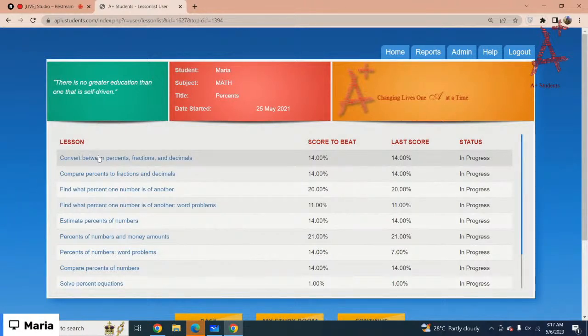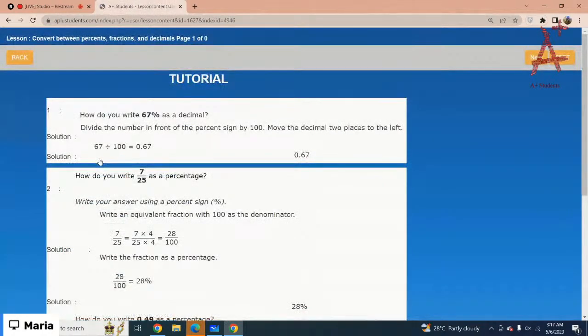Let's just start with the first lesson, that is convert between percents, fractions and decimals. How do you write 67% as a decimal? What you have to do is divide 67 by 100. When you divide 67 by 100, you just need to move the decimal point 2 places left. So it would be 0.67. The correct option is 0.67.